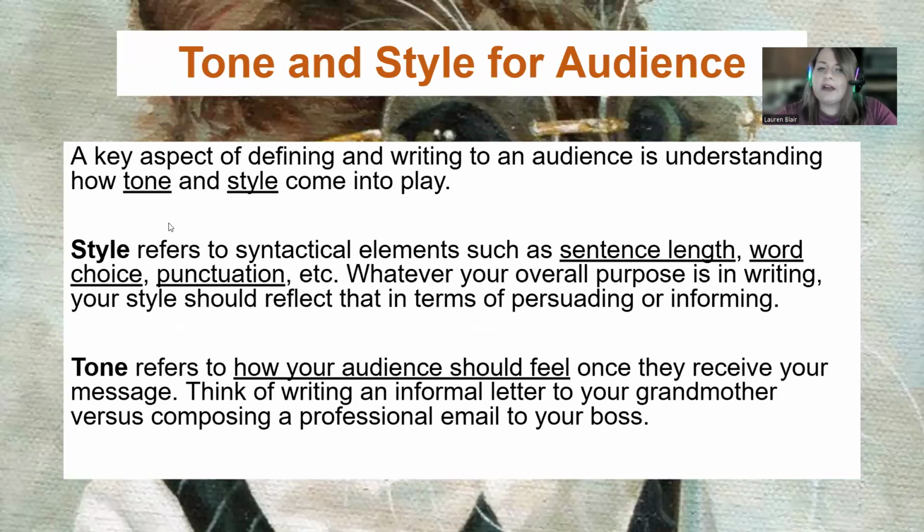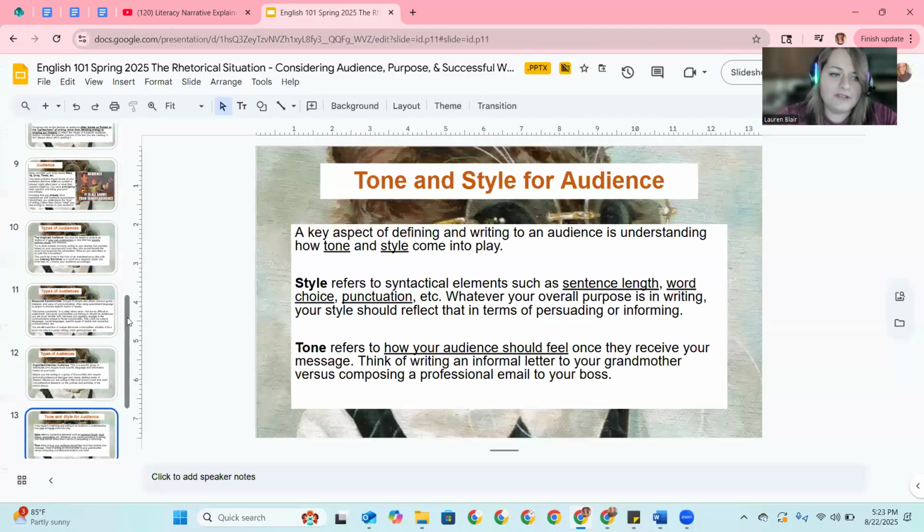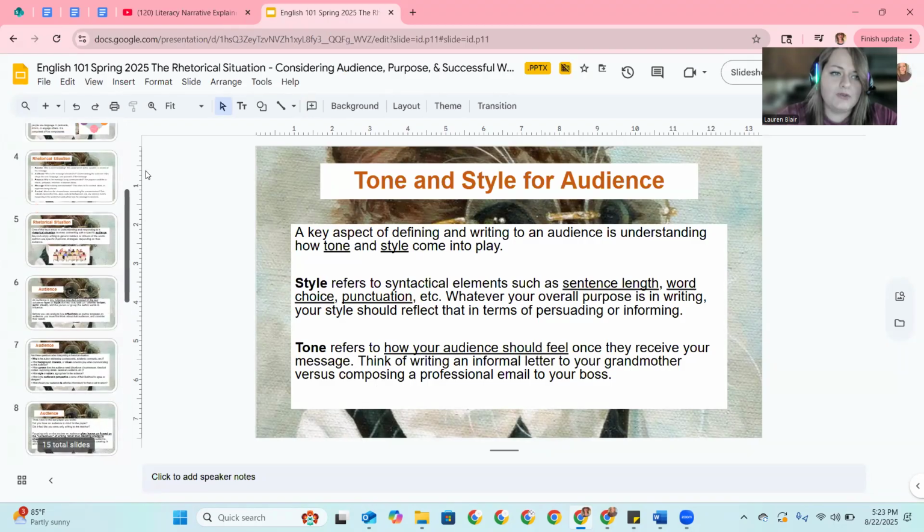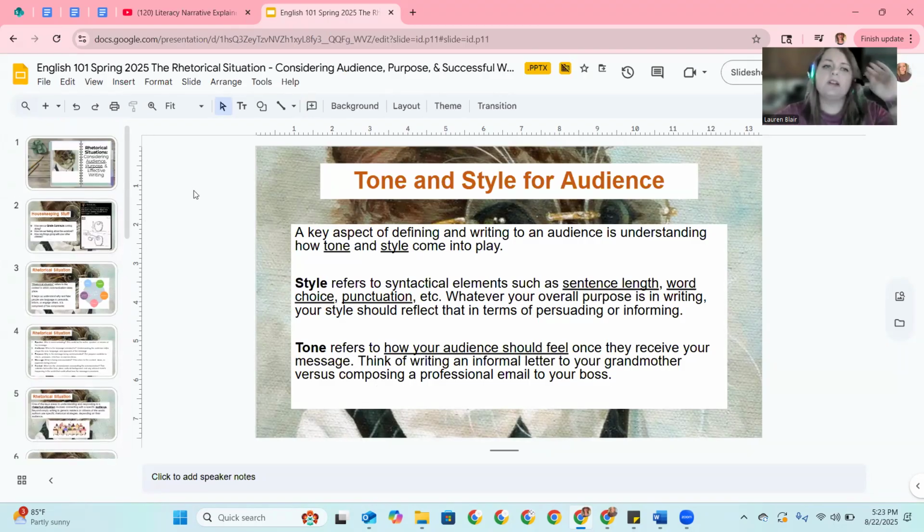A key aspect of defining and writing to an audience is understanding how tone and style come into play. Style refers to syntactical elements like sentence length, word choice, and punctuation. Your style should align with your intended audience. And then there's your tone, and that's going to refer to how your audience should feel once they receive your message. Think of writing an informal letter to your grandmother versus composing an email to your boss, or texting your best friend. There are different ways we are going to shape our work to better fit and meet the needs of our audiences.